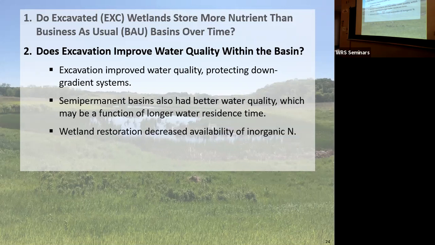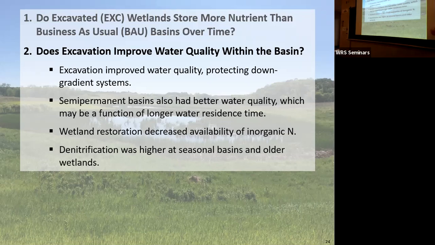Wetland restoration in general, however, definitely decreased inorganic nitrogen content. So if there's a question about whether to restore or not, and you can't decide between excavation or business as usual, just restore the wetland and don't worry about the rest of it because it's going to help with this nutrient problem that we have on a local basis. And then finally, denitrification was definitely highest at seasonal basins. So if you don't have a lot of land that you can restore, it's okay because even these smaller basins have a really high rate of denitrification. So every little bit helps. And clearly the seasonal basins are doing a lot. You're getting a lot of bang for your buck, so to speak.